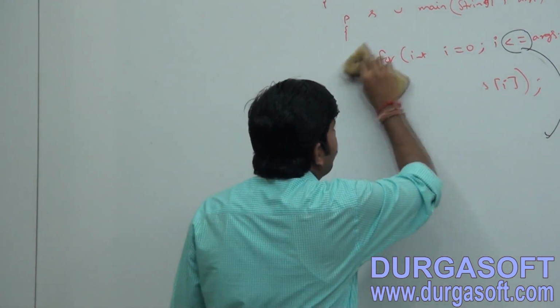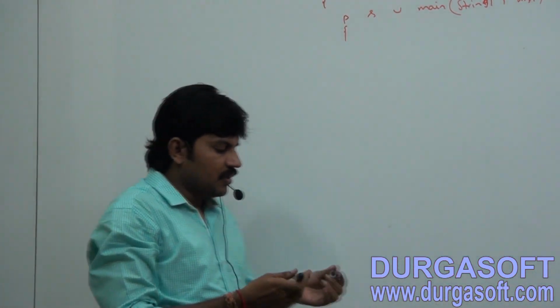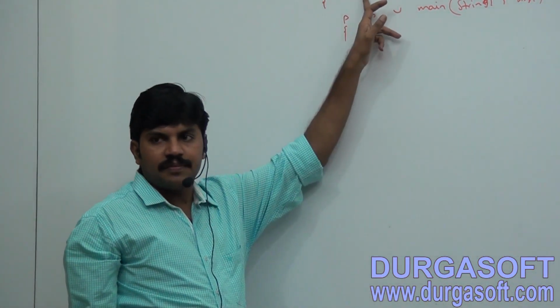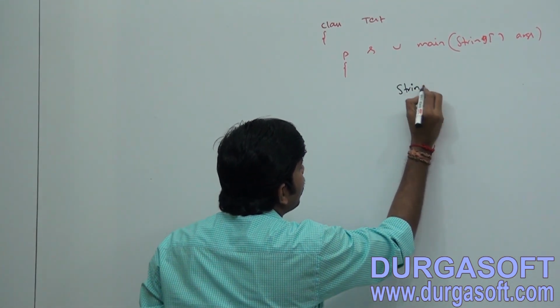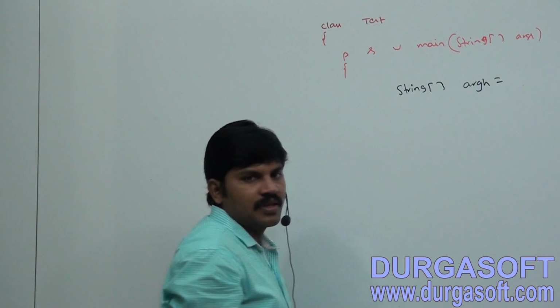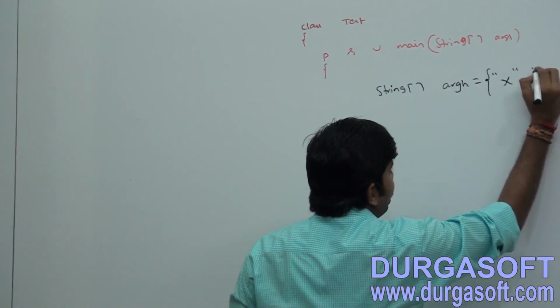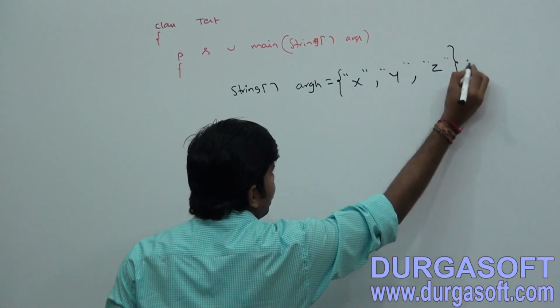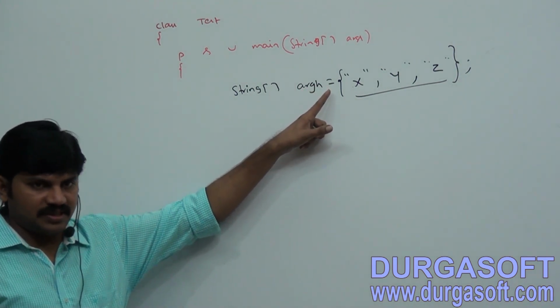Now let me go for the second example. A very important example, important for the exam's sake. Listen to this one, and don't make noise. Here observe. Class test, public static void main. Here I am taking a string array argh: String[] argh = {"x", "y", "z"}.